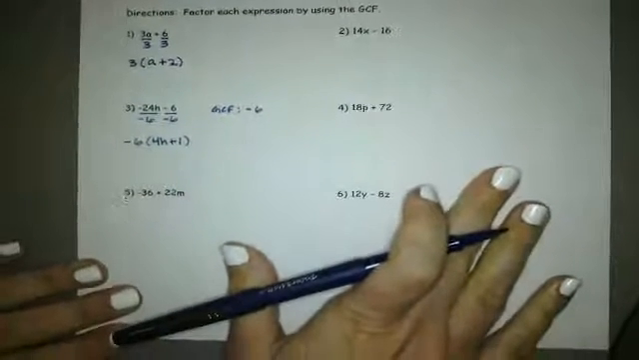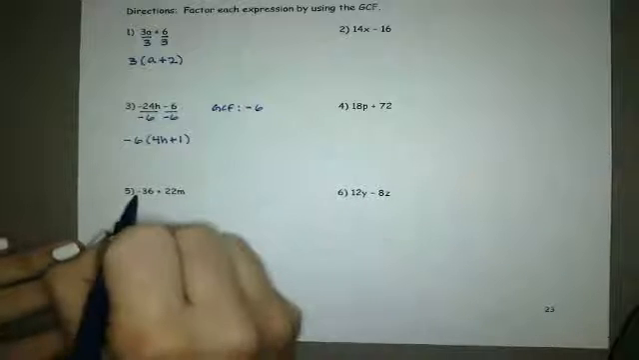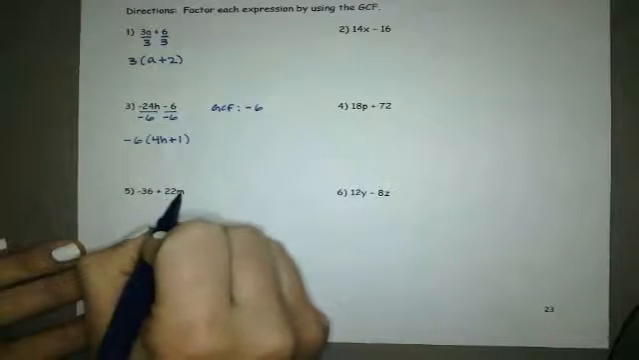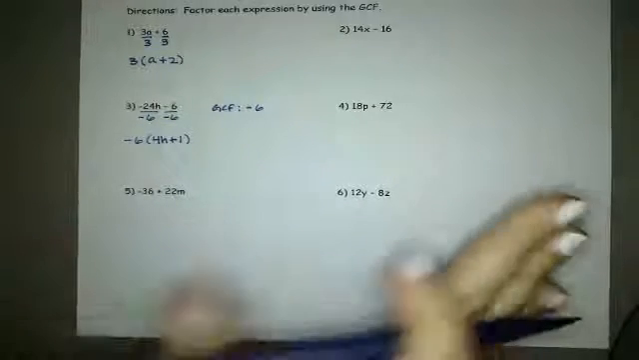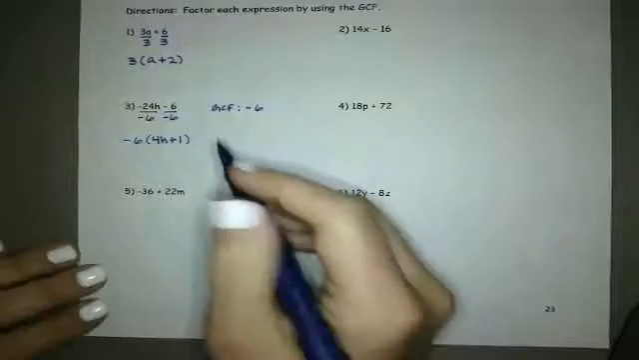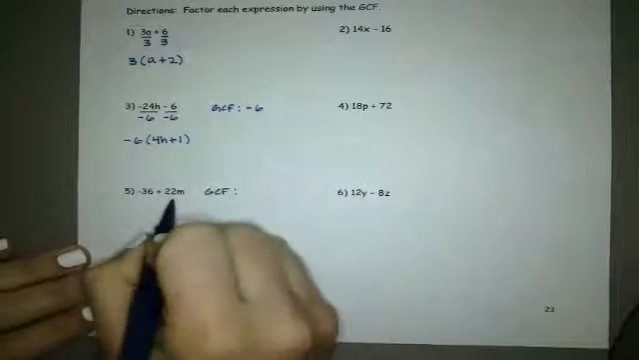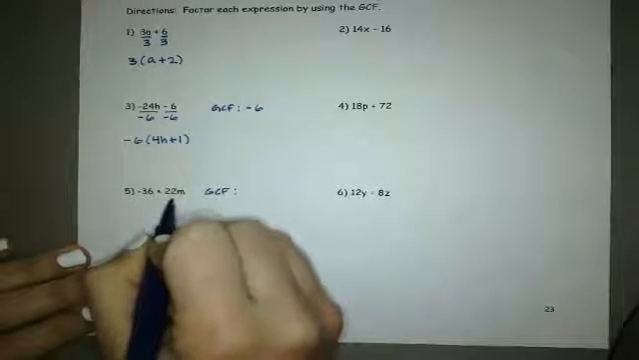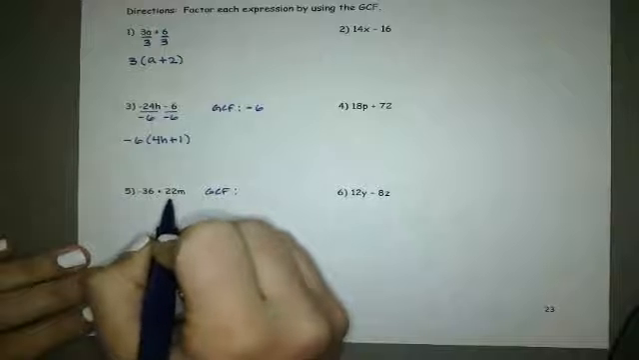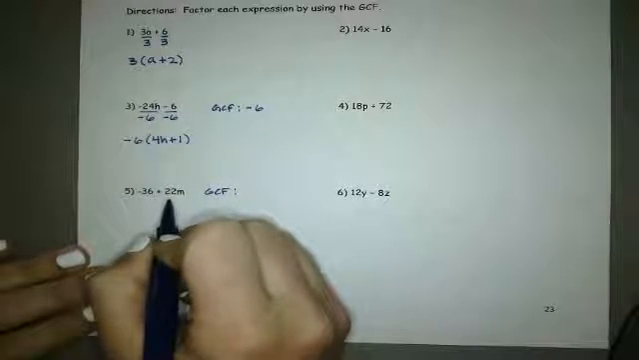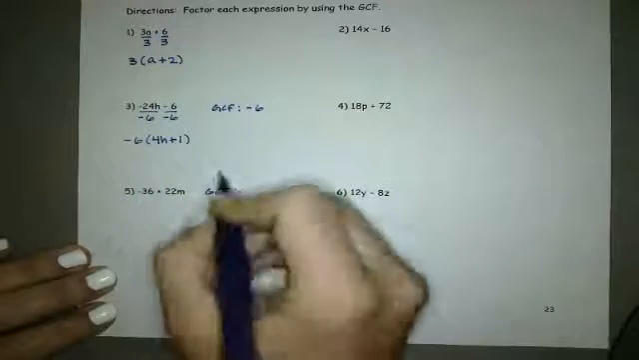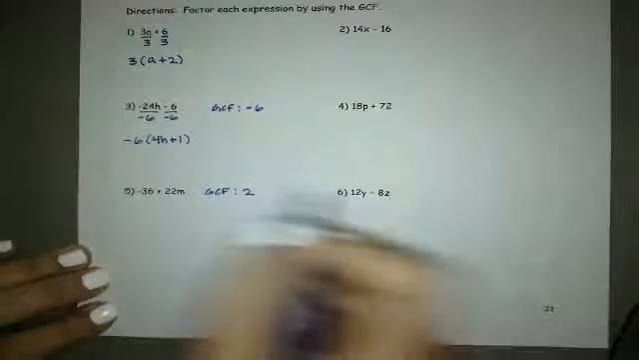Number 5. There's only one negative here, not here, and there's only one variable here, not here. So we don't need to worry about the negatives or the variables. So now we just got to figure out the GCF, the largest number that goes into both of these. Well, 22 does not have a lot of factors. 1 and 22 and 2 and 11. And 2 goes into 36, so our GCF is 2.